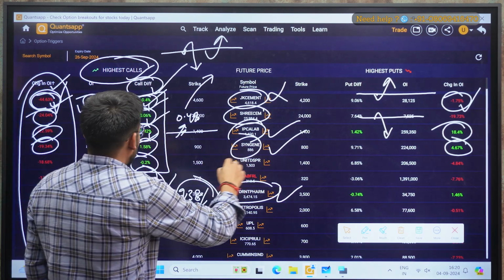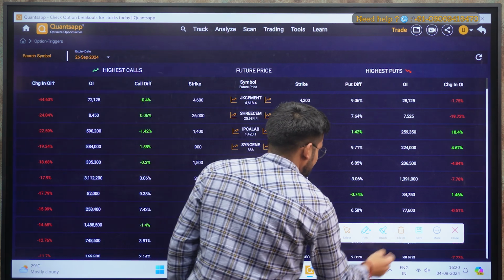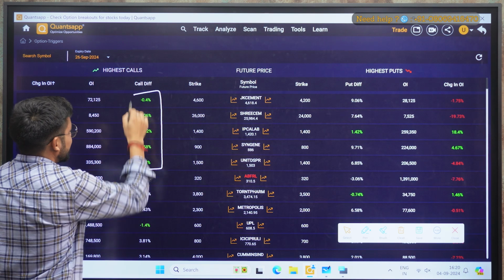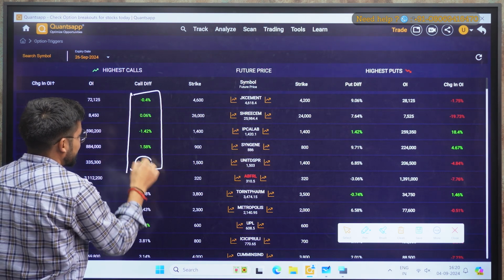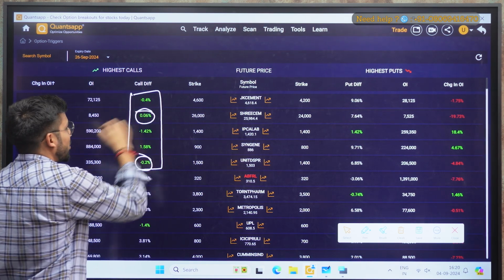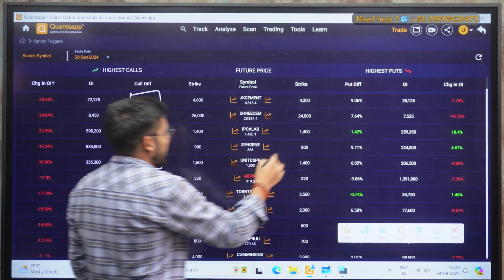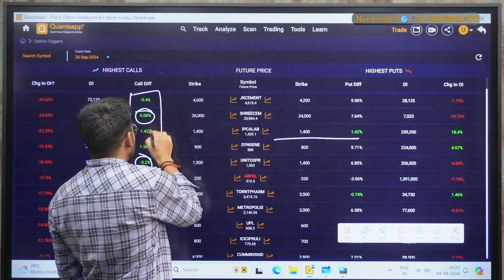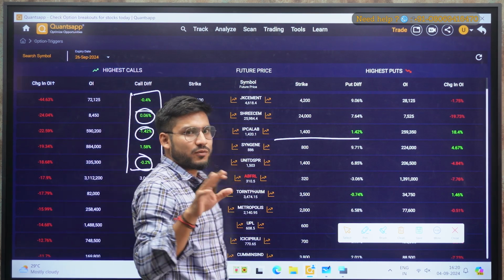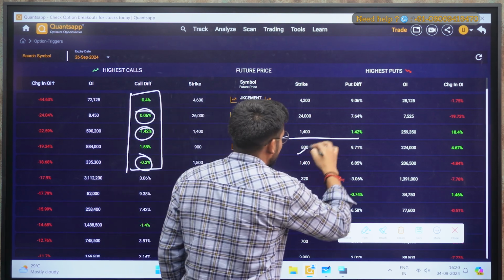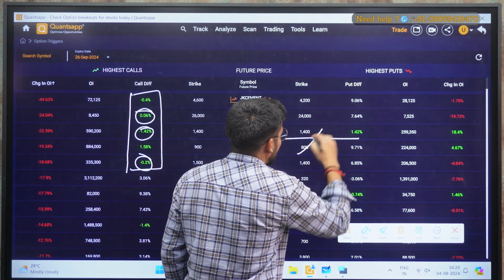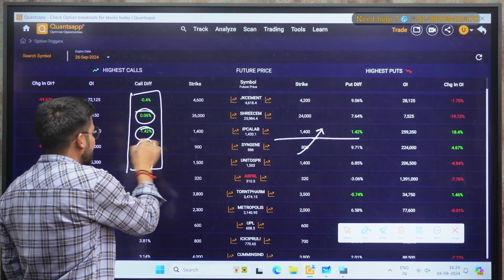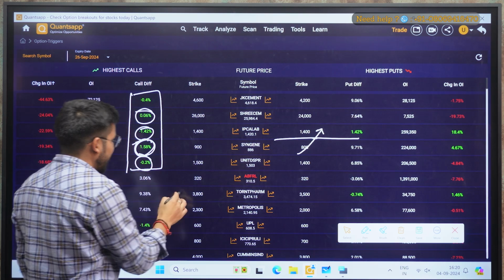Okay, now let me clear this. Now you can see that within the green numbers also, there are certain numbers in negative sign and certain numbers in positive sign, right? Let me give you an example. For example, this is a resistance. Now if a number is in negative sign, what you can understand is that it has already broken the strike price or resistance, and it is going in the upward direction, right?